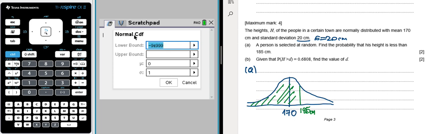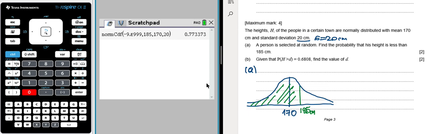for the normal distribution question that we're doing. Now the lower bound, we want it to be as low as possible. The calculator by default has minus 9 times 10 to the power of 999, which is a really, really small number. But even if you change that to minus 100,000 or 10,000, that will not change your result. The upper bound, I want it to be 185. Then the mean and the standard deviation are given, 170 and 20, and once you press OK, that should give you your answer, which is 0.773 to 3 significant figures, or otherwise 77.3% if we want to make it a percentage.